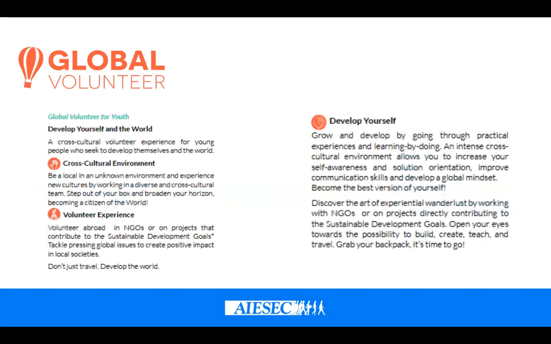Within ISEC in Australia's reality and context, we focus only on Global Volunteer, so across the entire entity, we focus on delivering Outgoing Global Volunteer for all our customers. What this involves is that we provide that cross-cultural volunteer experience for young people who seek to develop not only themselves but the world as well. We place them in that cross-cultural environment, working with various exchange participants from around the world, or even the locals, and then they have that volunteer experience where they work in an NGO in the country they're going to, contribute towards the sustainable development goals, and tackle global issues.